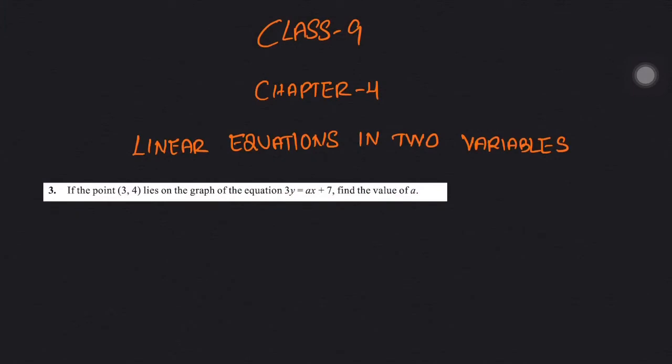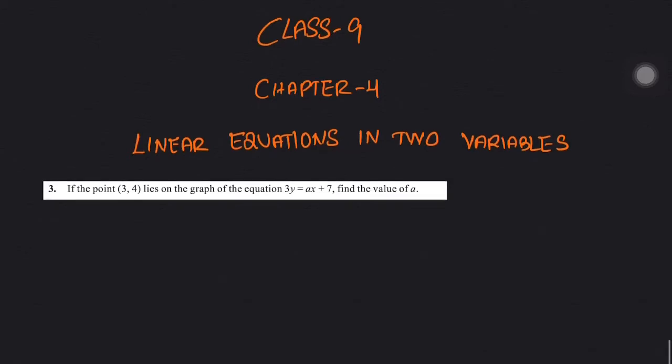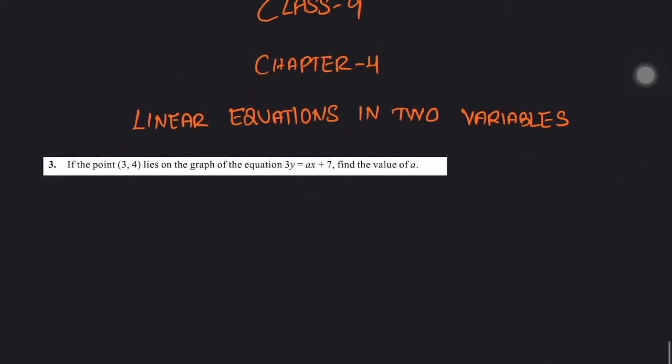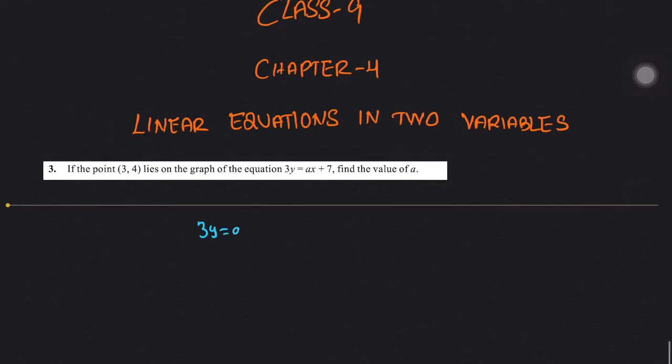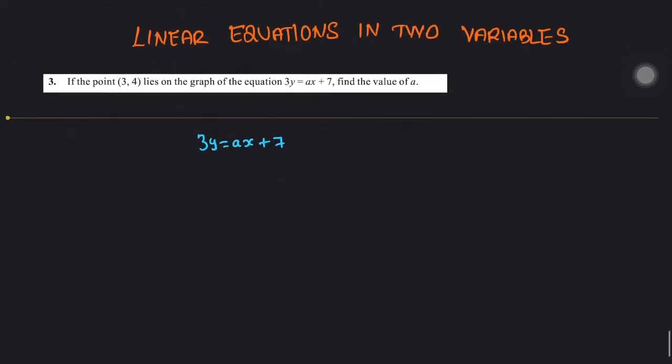Today we are going to discuss Chapter 4, Linear Equations in Two Variables, Exercise 4.3. Question number 3. If the point (3, 4) lies on the graph of the equation 3y = ax + 7, then find the value of a. The given equation is 3y = ax + 7, and the point is also given.